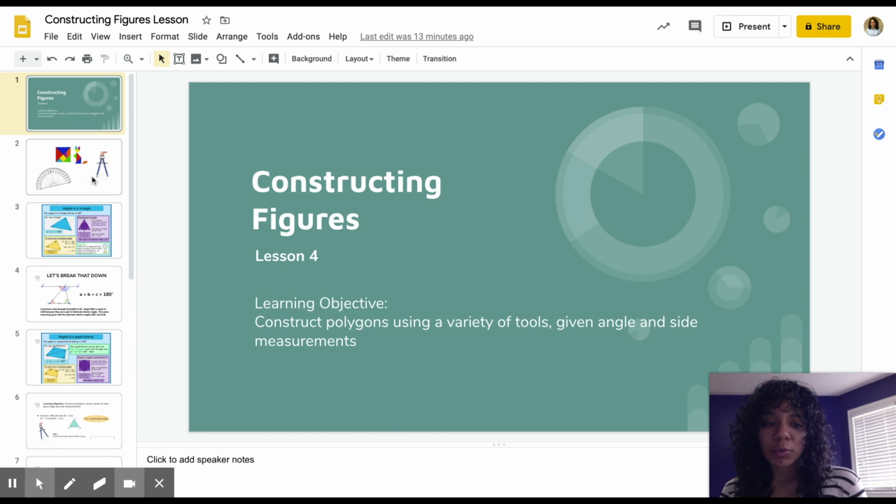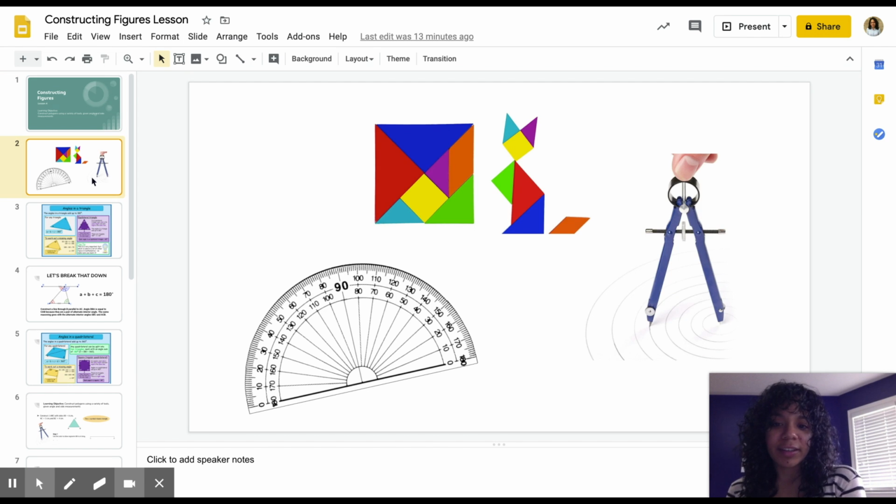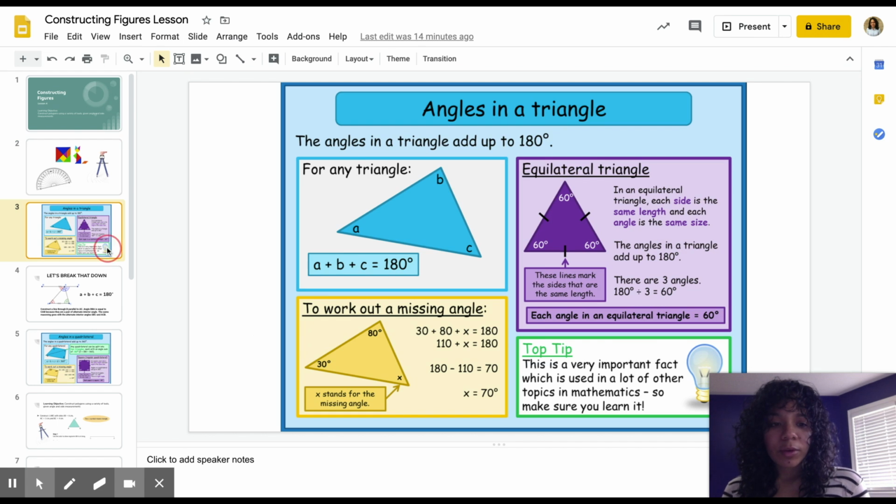Some of the tools that you guys will be using today are the protractor and the compass. We're not going to be using these tanagrams today, but they're also really useful when you're constructing figures. So something important I wanted to go through with you.